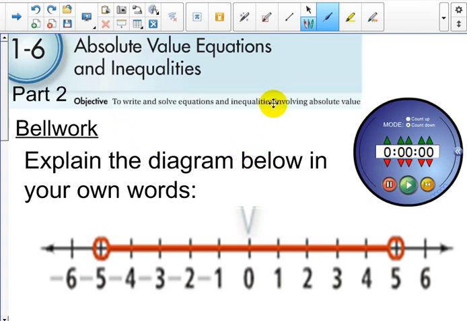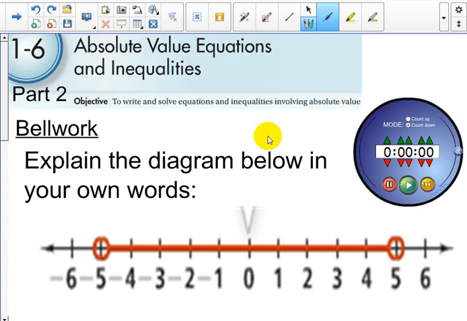Okay, so today's assignment, we're going to continue. Please remove the earbuds. Today's assignment, we're going to continue 1-6 over absolute value equations and inequalities. This is part 2. Our objective is to write and solve equations using inequalities involving absolute value.